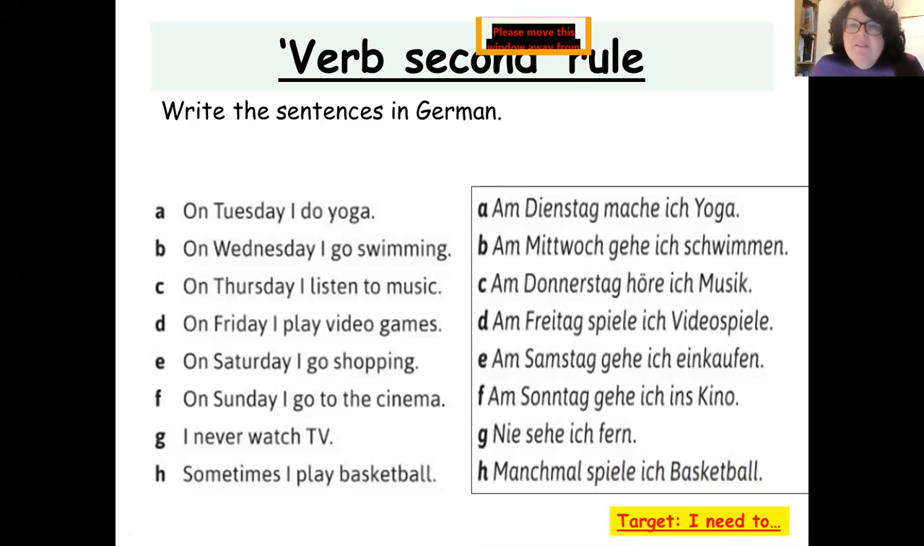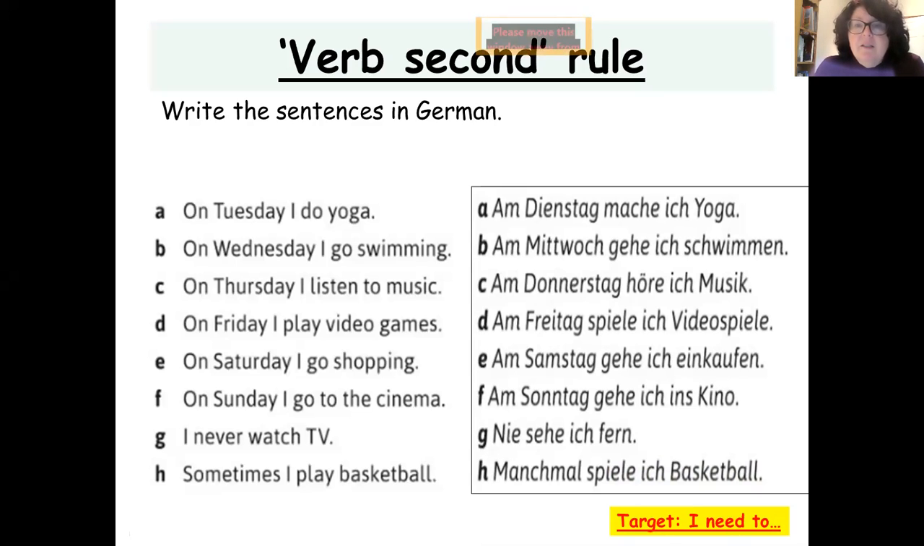So, am Dienstag mache ich Yoga, is on Tuesday I do yoga. Am Mittwoch gehe ich schwimmen, so on Wednesday I go swimming. Am Donnerstag höre ich Musik. On Thursday, I listen to music. Am Freitag spiele ich Videospiele. On Friday, I play video games.